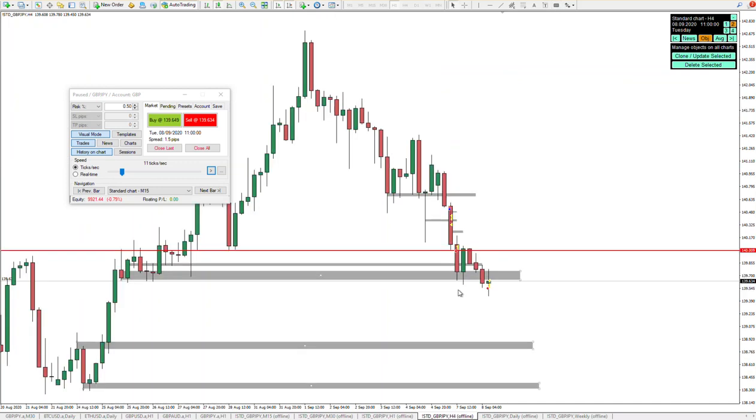What does the H4 look like? Uh, 1 hour to go. It's a doji, but it didn't close yet. It has a lower high and a lower low, so that's quite bearish. But it's green for now.